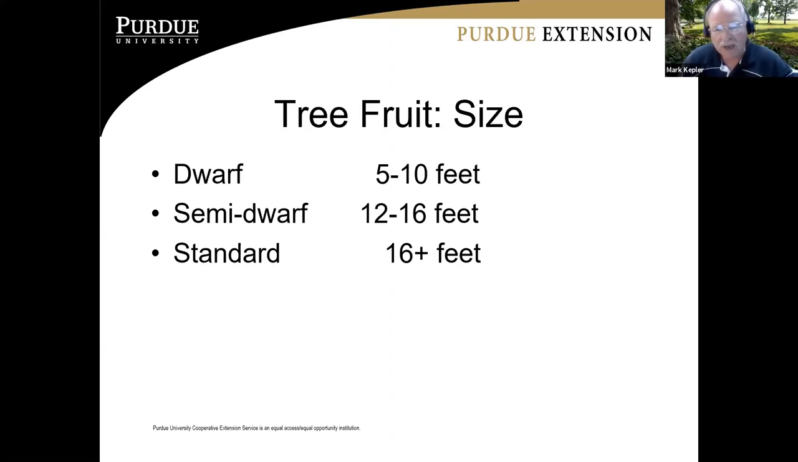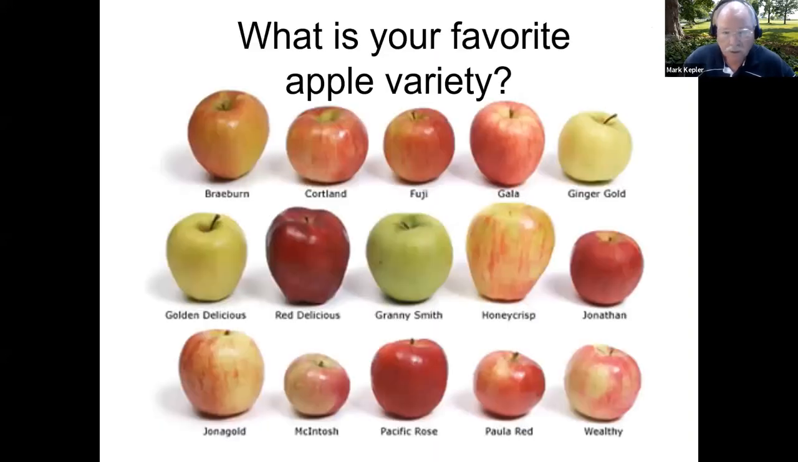One of the problems I have an issue with is when you go to a big box store to buy a fruit tree, you don't have a lot of the information that I'm going to talk about today. The tag may not even say whether it's a dwarf, semi-dwarf, or standard. It may just tell you the variety, and that's it. That's really not telling you a lot, but it's telling you a few things. So you have to make that decision when you go to buy an apple.